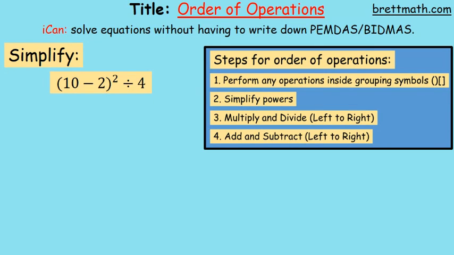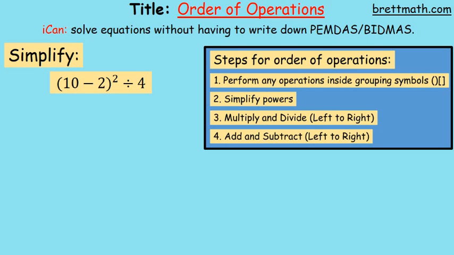So step one is just performing the operations inside any grouping symbols. That's a thing that keeps numbers together. It groups numbers together and it basically says you do whatever's in here first. Then step two, if you've got any powers, any exponents, any indices, you need to simplify or solve them first.